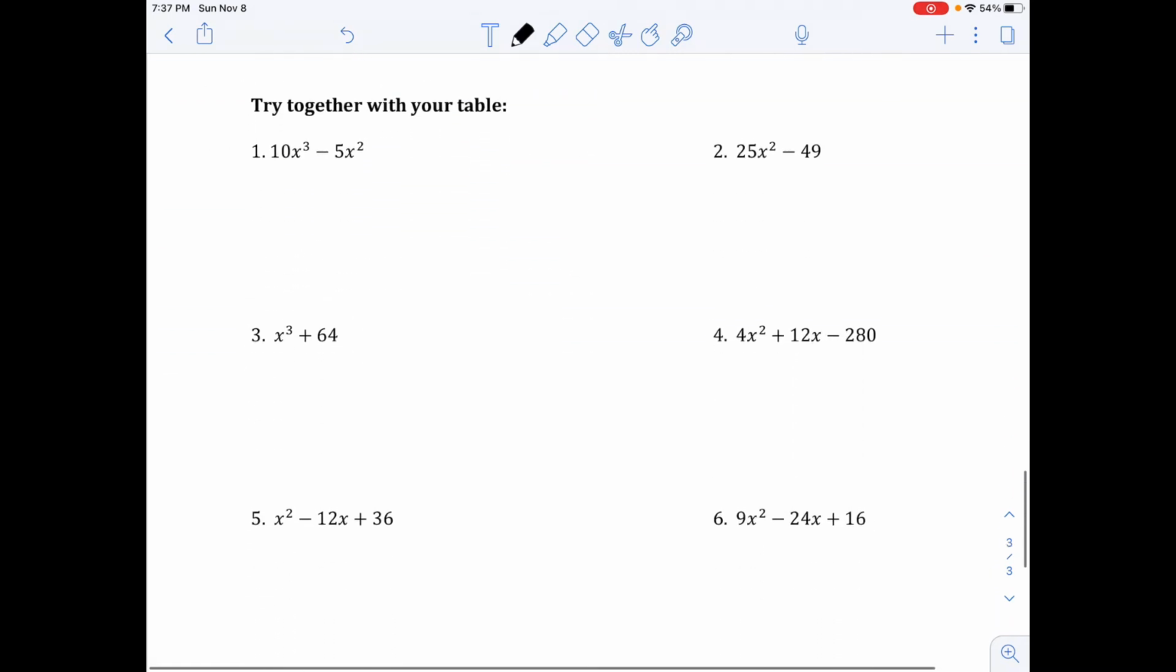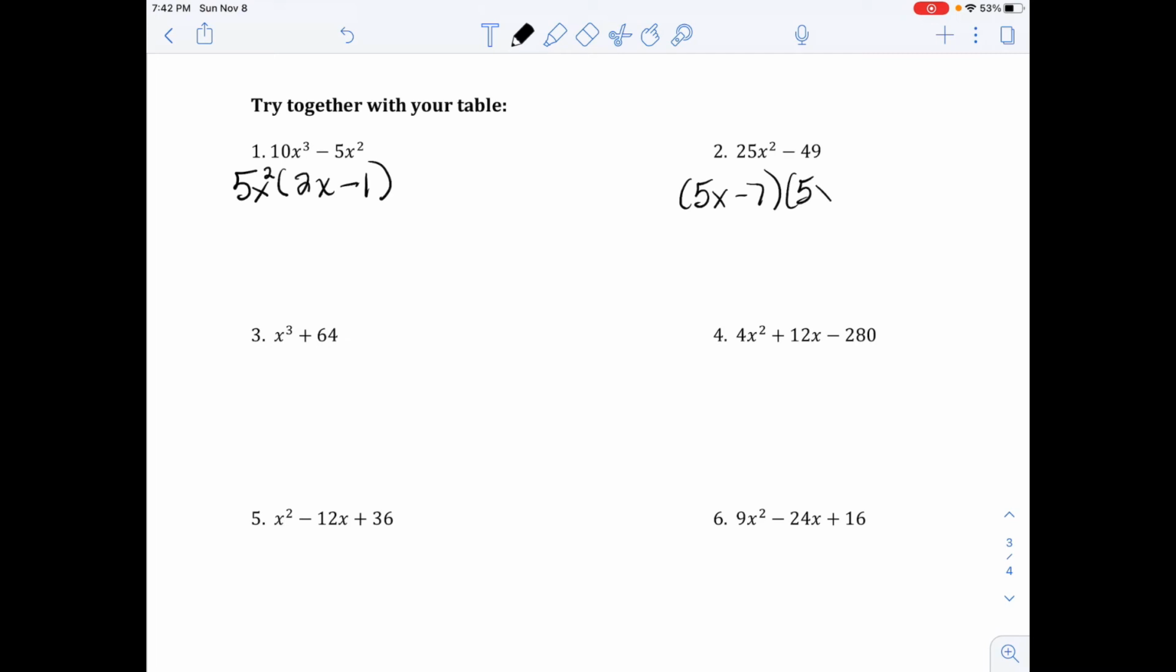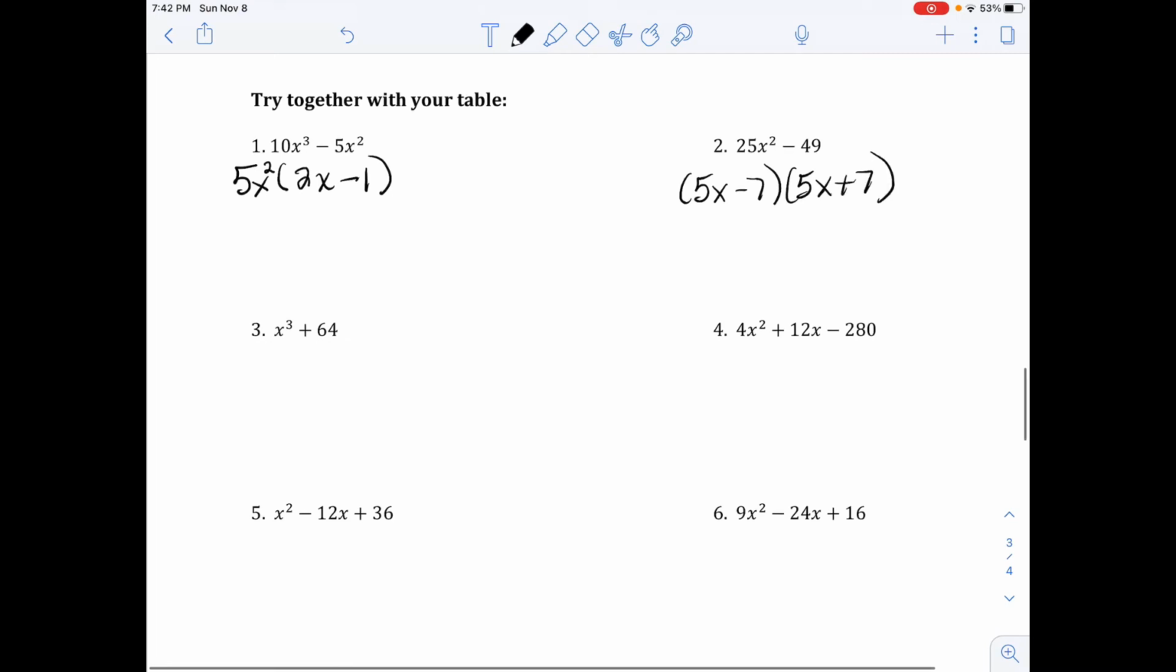Now, with these, why don't you try some of them using the previous patterns? Okay, so pause the video, try a couple of them, and see if you can get them right, and then restart. All right, so for the first one, we've got a GCF of 5x squared, leaving you with 2x minus 1. The second one is difference of perfect squares. That's going to factor into 5x minus 7, 5x plus 7.